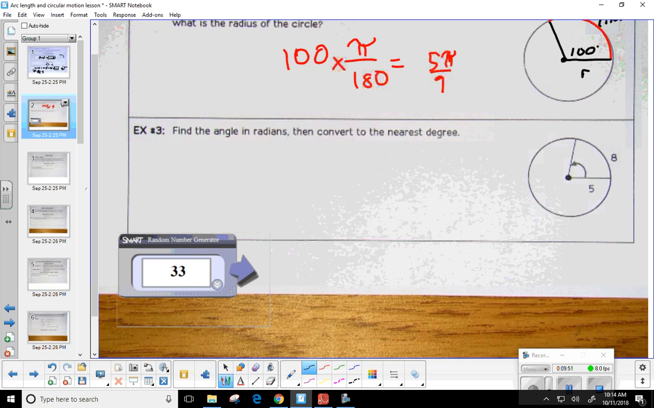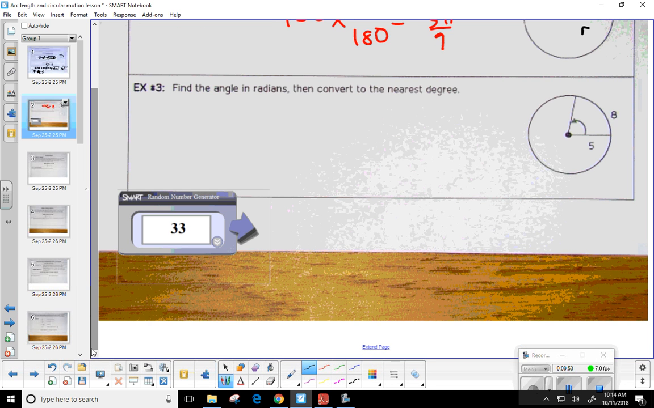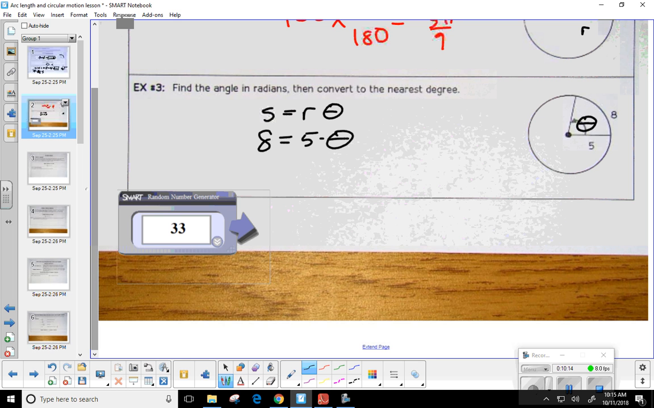Okay, example 3. Find the angle in radians, then convert it to the nearest degree. So we have the radius. We have the arc length. We don't know what units, so we'll just say 8 units. We're looking for theta. So S is equal to R theta. So the arc length this time, 8 units, is equal to the radius of 5 times theta. So what would theta be?